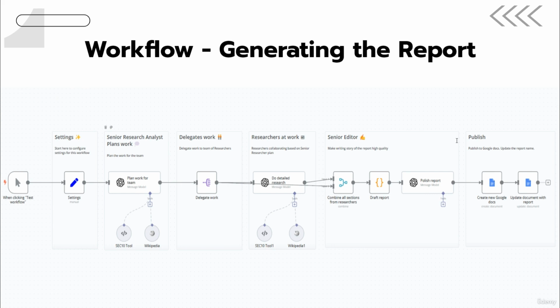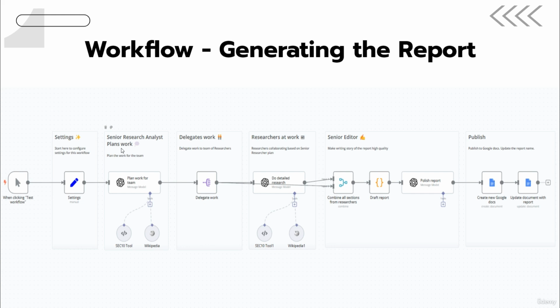So this is the end-to-end flow for the team of agents, and each of the flows here represents a part of the analysis process that is conducted. So let's start going from left to right. There's a settings node, where we specify which company we want to analyze, followed by the first node here, which is the senior research analyst who plans the work.